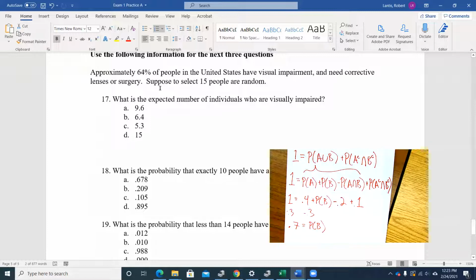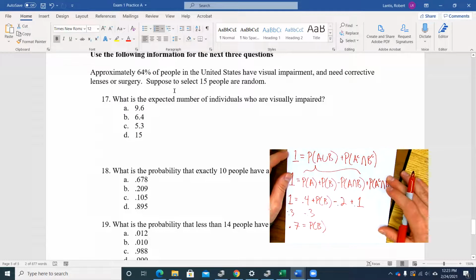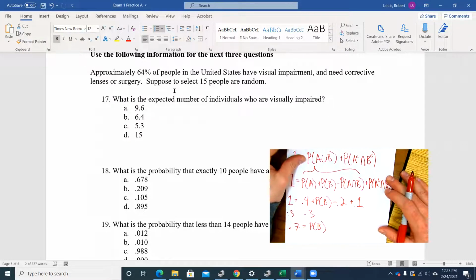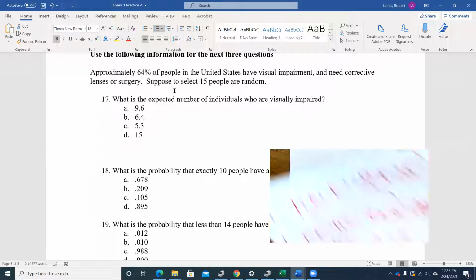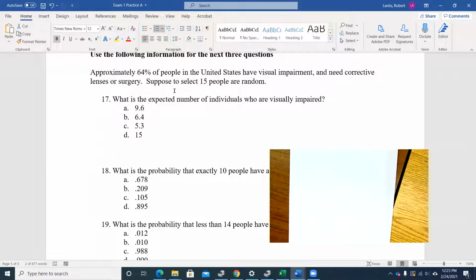So we had this example. I think this is where we actually left off on Monday's class. So we had approximately 64% of people have a visual impairment, and they need glasses or contacts. So we found the expected number, right? We talked about that. And we're looking at 15 people. So I think the expected number of people was 9.6.